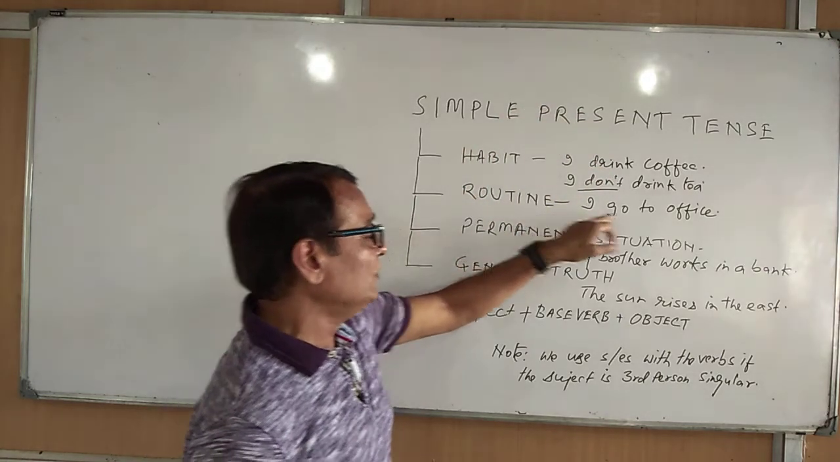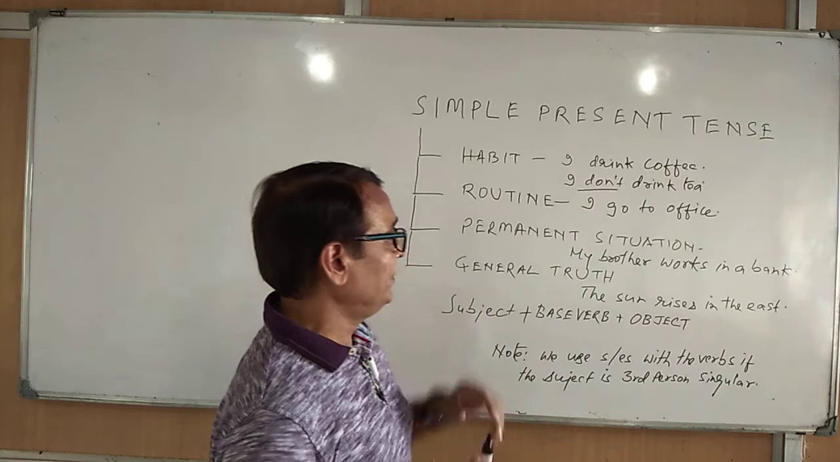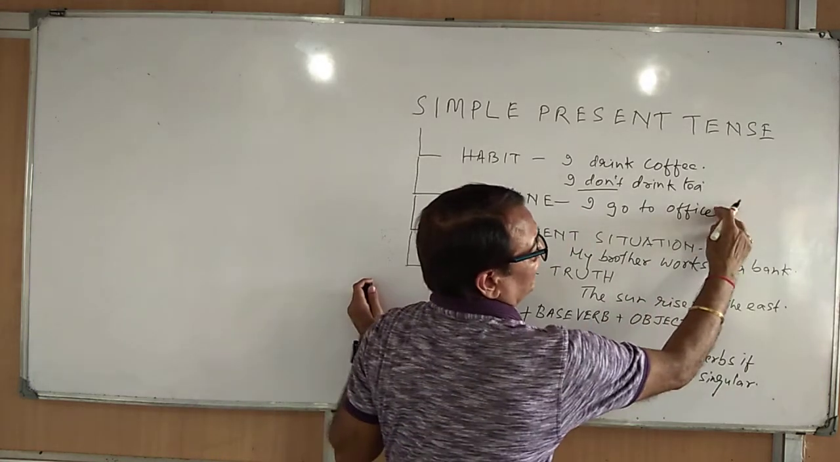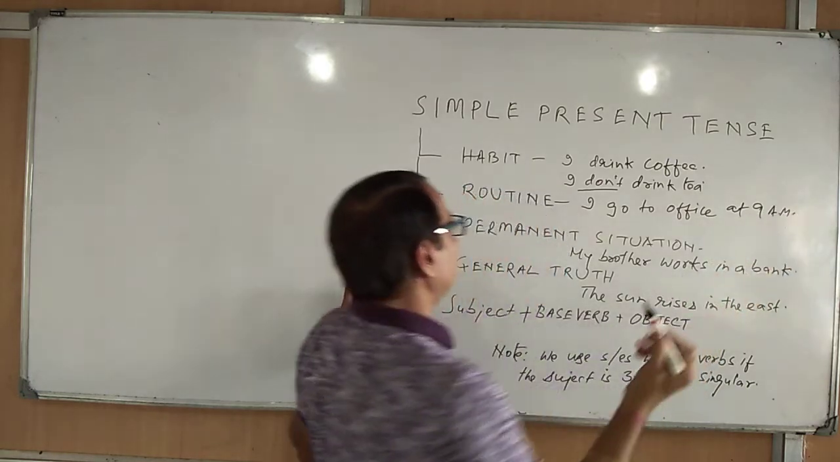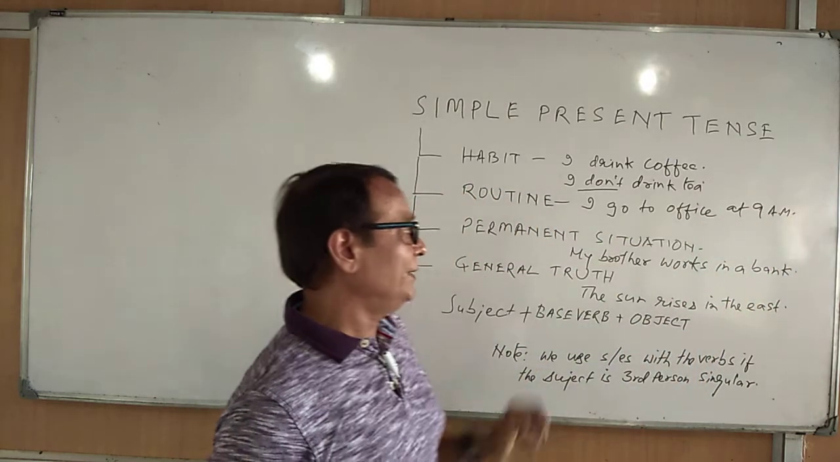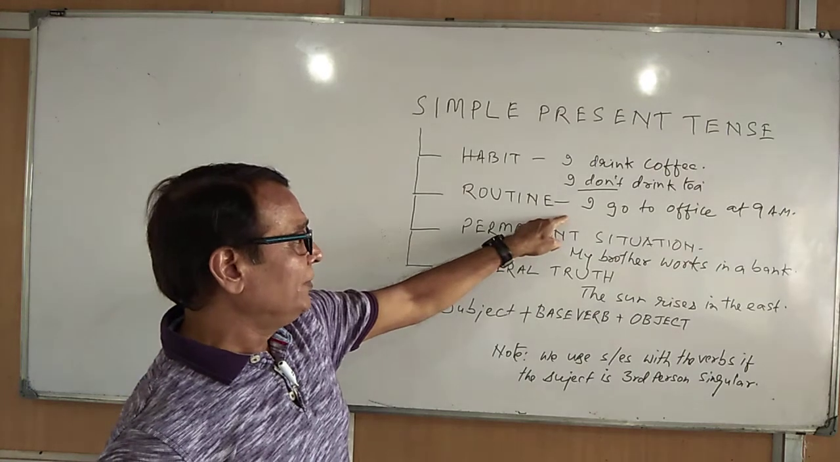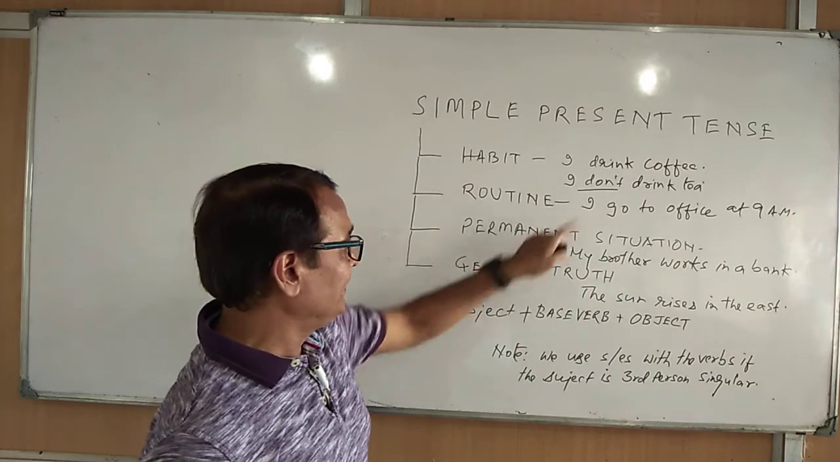Routine, same thing. I go to office. That's your routine, right? Maybe you can mention I go to office at 9. For example, it's at 9 a.m. You can say that I go to office at 9 a.m. You are talking about your routine, but still you are using simple present tense.